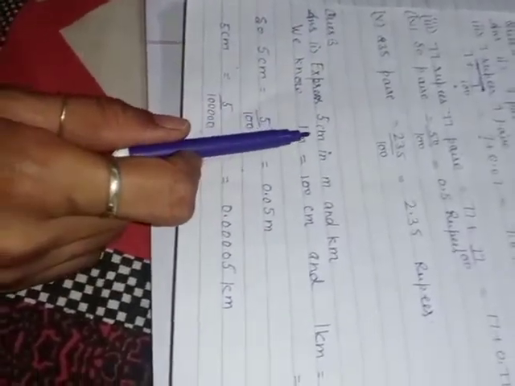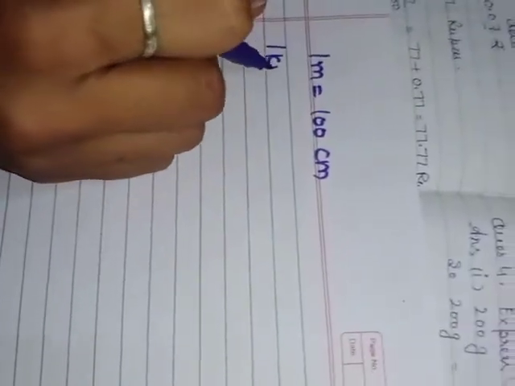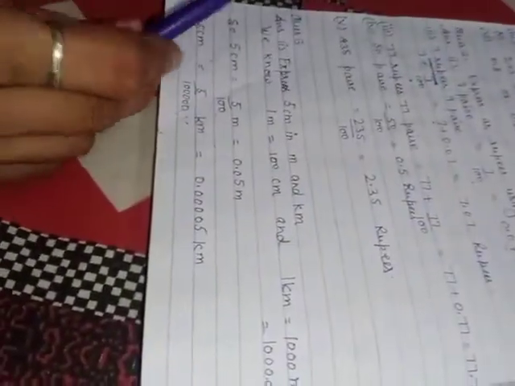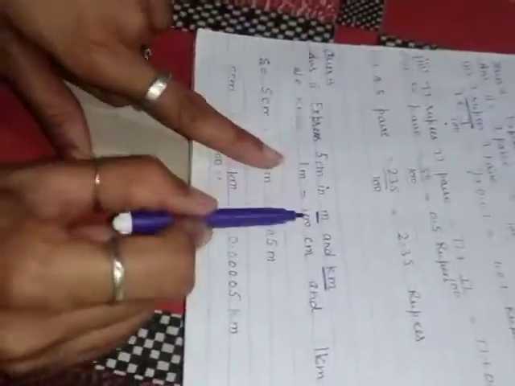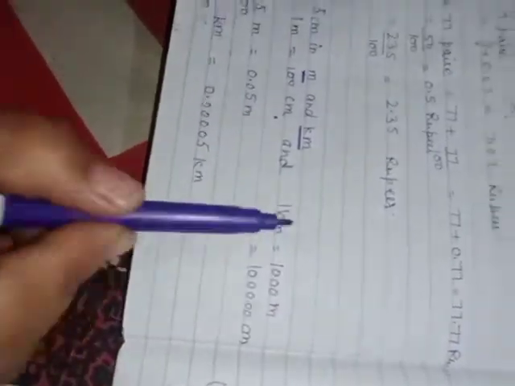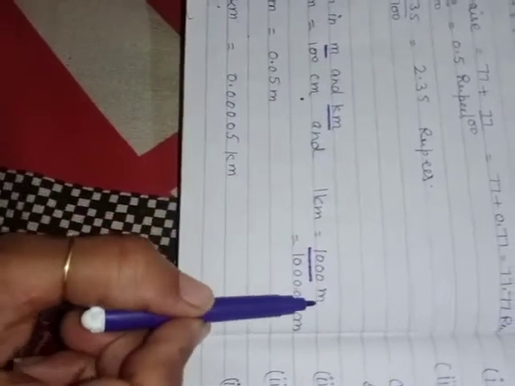Clear? So you have to express 5 centimeter in meter and kilometer. So firstly you have to clear one thing, that 1 meter is equal to 100 centimeter and 1 kilometer is equal to 1000 meter. Clear? So same pattern we will follow in our exercise. You have 5 centimeter and you have to change into meter and kilometer. So write down this. 1 meter is equal to 100 centimeter and 1 kilometer is equal to 1000 meter.